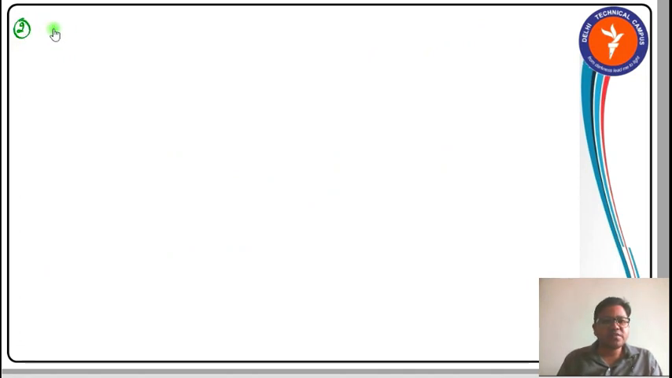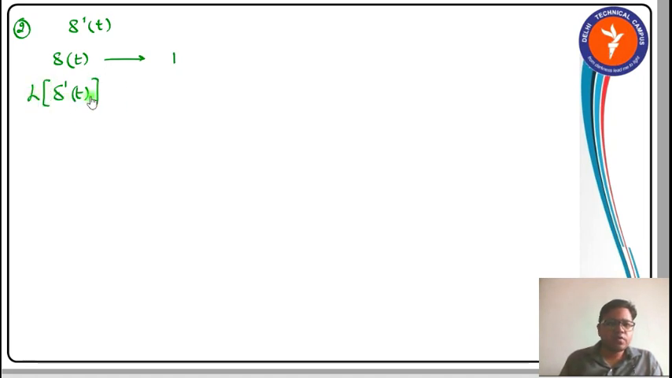Let us find the Laplace transform of delta dash t, that is the derivative of the impulse function. We already know that delta t has a Laplace transform of 1, so its derivative would have a Laplace transform equal to s times F of s, where F of s here is 1, so this will be s only. So the Laplace transform of delta dash t is s.